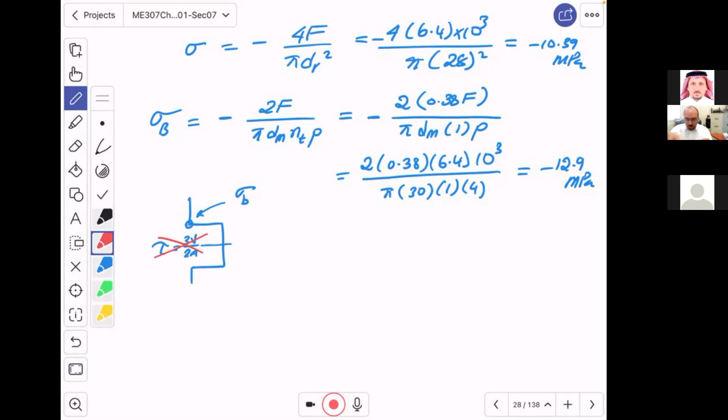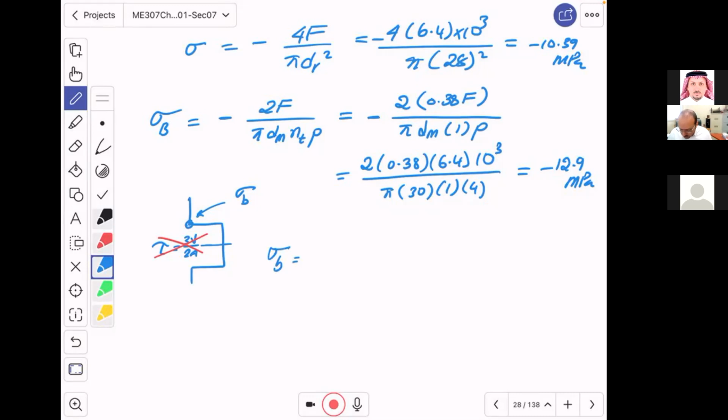Remember, the shear stress coming from torsion also acts at the root. It is on the body and at the root, but we already calculated it, so we don't need to calculate it again. So we will calculate sigma bending, which is equal to, again, the equation is 6F.